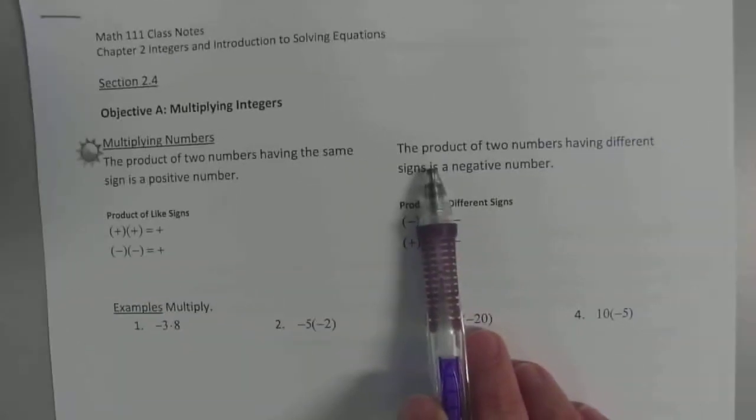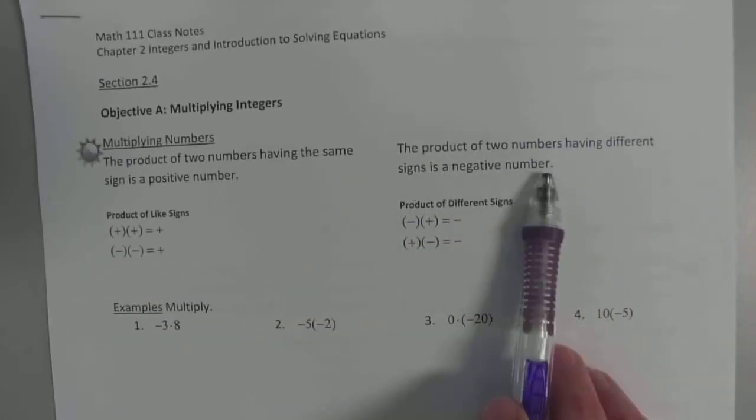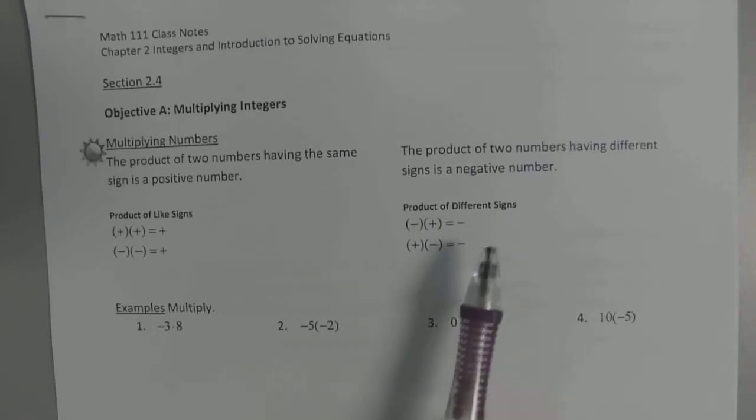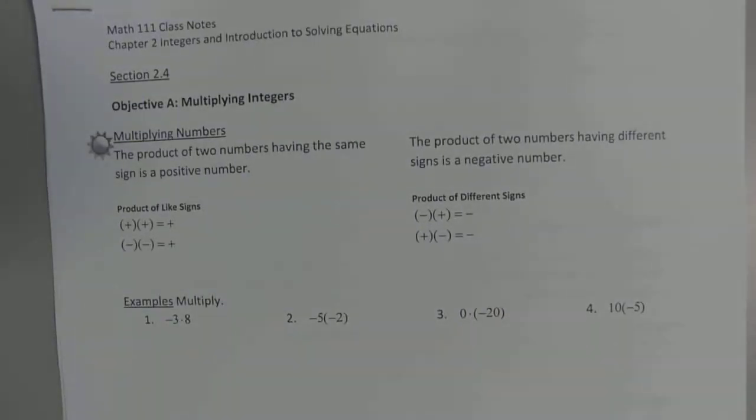Over here, the product of two numbers that have different signs is always a negative number, okay? So it doesn't matter which one's first, which one's bigger, it doesn't matter, okay? If you have a negative and a positive, the answer is negative. That's the same for division.